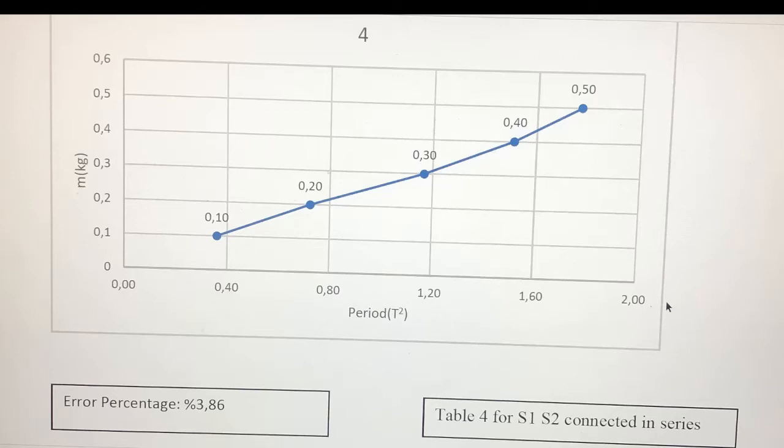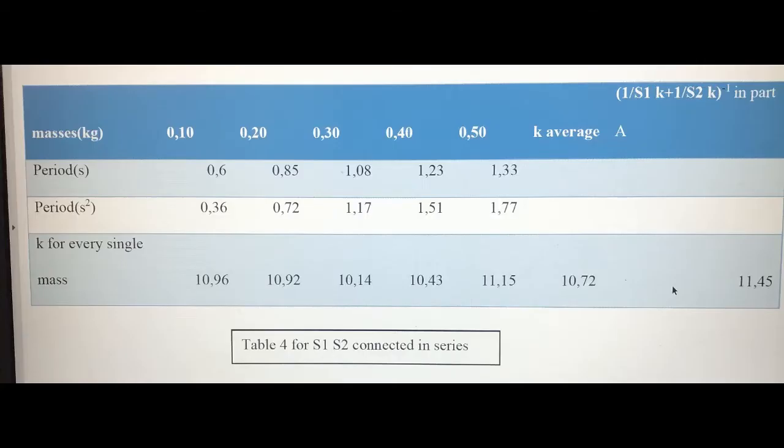As a result of part C, we found K average as 10.72, but when this is compared to the summation of the results we found in part A, an error percentage of 3.86 can be seen. However, it should be noted that K of the system in part C is smaller than S2, which has a bigger K value found in part A, which again shows the accuracy of the K-equivalent formulas.